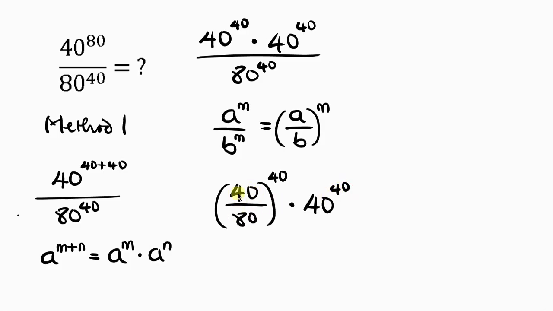Now let's break this one down. So 40 here is 1, 40 into 80 is 2. So I have 1 over 2 raised to the 40. And this is multiplying 40 to the 40.